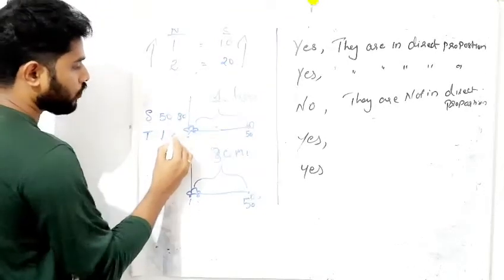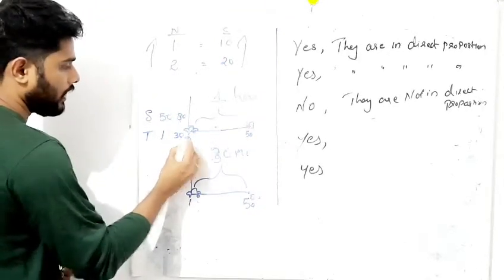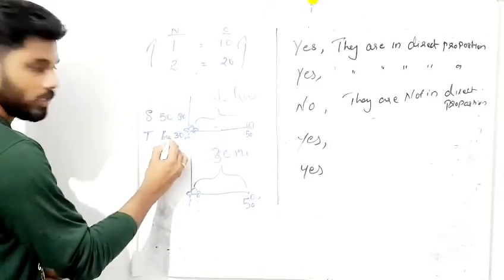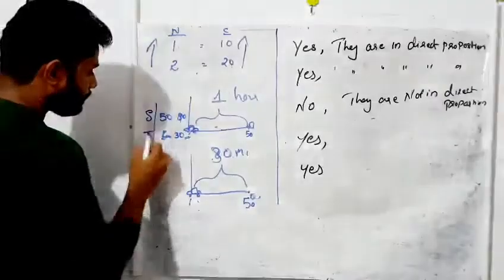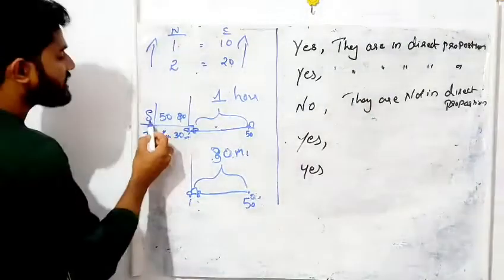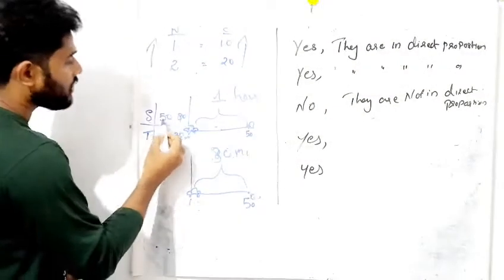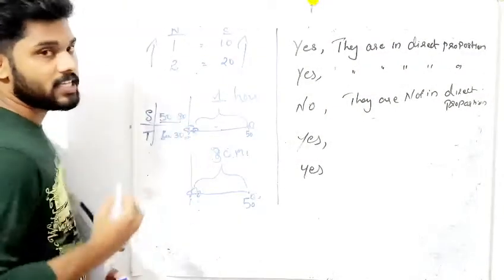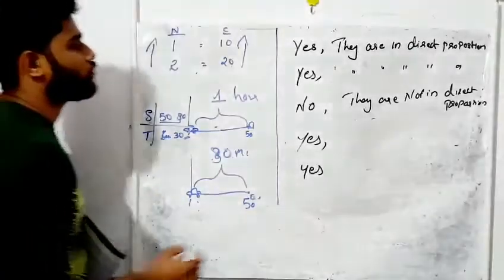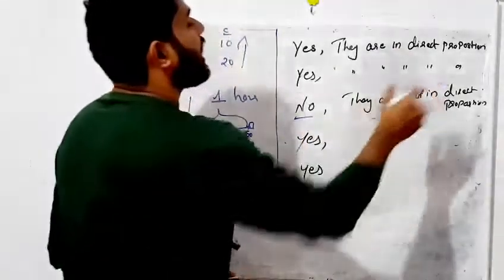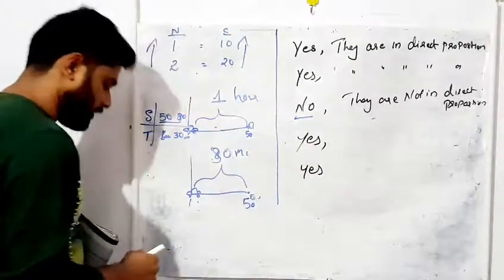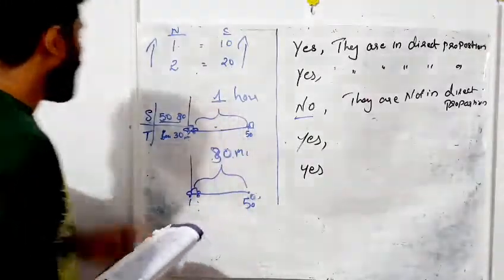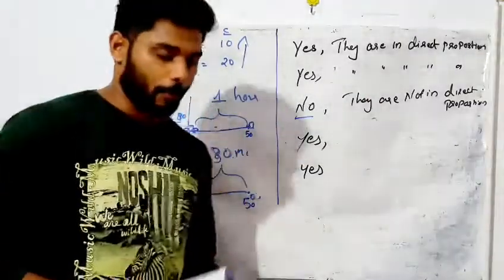Then 80, it took 30 minutes. 1 hour means 60 minutes. You know that. So it means when the speed is increased, then the time is decreased. You can see that from 50 to 80, the speed is increased, then the time is decreased. That's why I wrote here, no, they are not in proportion. That means the speed and the time are not in proportion to one another.